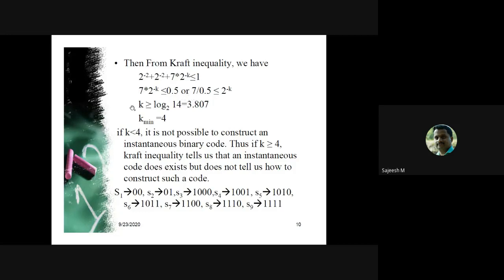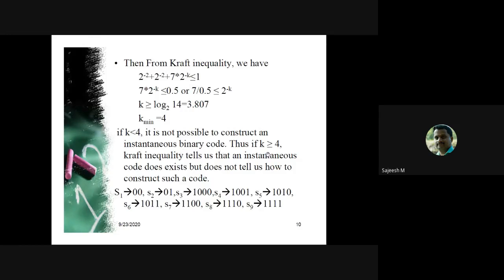From this we can write 7 by 0.5 is less than or equal to 2 raised to k. Then k is greater than or equal to logarithm to the base 2 of 7 by 0.5, that is 14. We get 3.807. Therefore, k minimum equal to 4. For that, all the remaining symbols must be encoded into code words whose length equals 4. If k is less than 4, it is not possible to construct an instantaneous binary code.